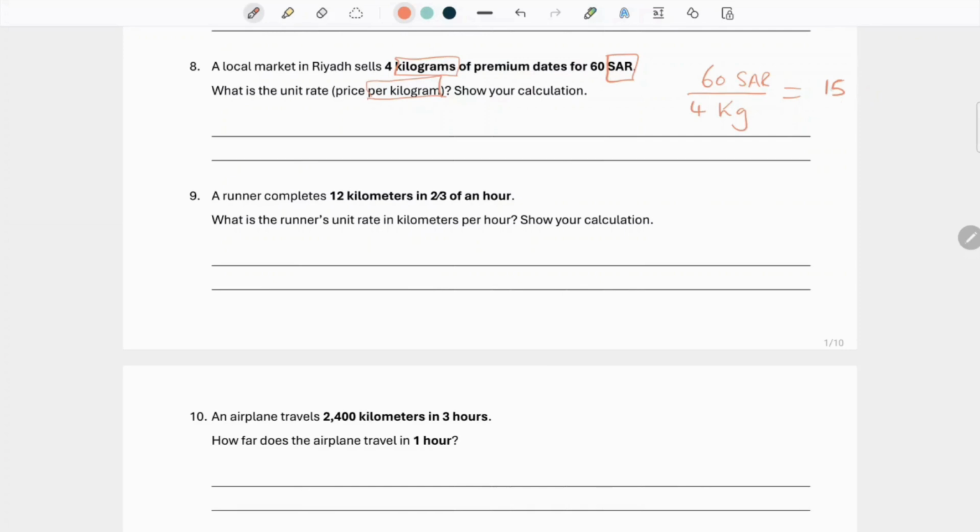Okay, I'm writing off the sheet. So let's just write it down here. 15 Saudi riyals per 1 kg, because 15 is the same as saying 15 over 1.